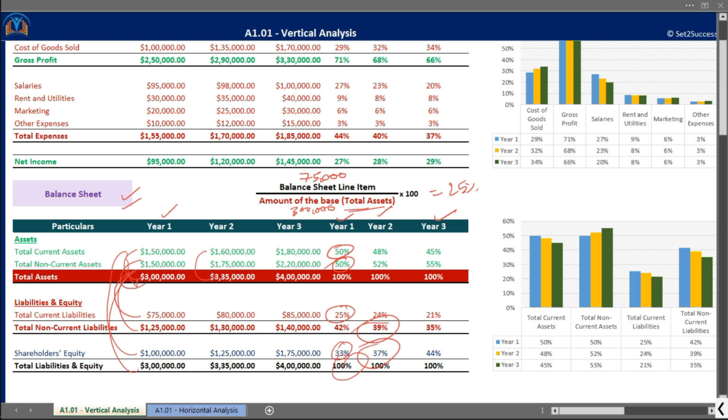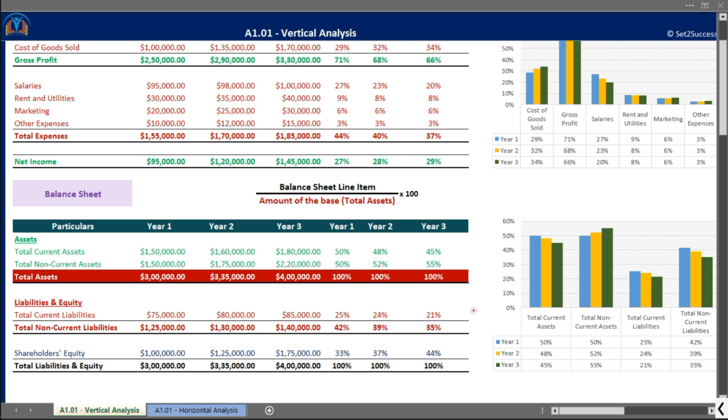Year 2, 160,000 by 335,000 into 100, you get 48%. 175,000 by 335,000, you get 52%, and 80,000 by 335,000, you get 24%. Likewise you can do for year 3 as well. So 180,000 by 400,000, you get 45%. 220,000 by 400,000, you get 55%. 85,000 by 400,000, you get 21%. 140,000 by 400,000, you are going to get 35%. 175,000 by 400,000, you get 44%, and 400,000 by 400,000, you are going to get 100%.